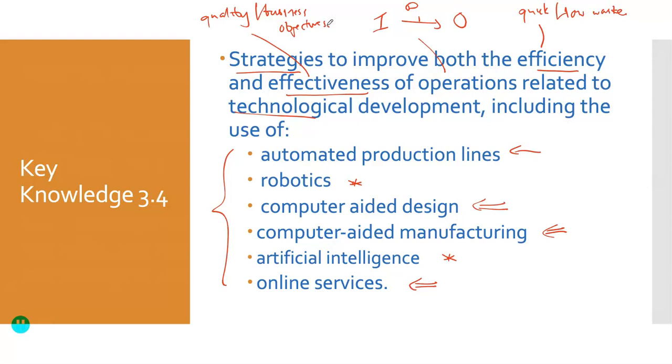These strategies potentially could make us have less waste and be quicker, have no loss of time and energy, and hence we are being efficient. And these strategies should help us be effective because it's helping us achieve our business objectives, which might involve quality. Now let's dive into what technology is and what these strategies are.